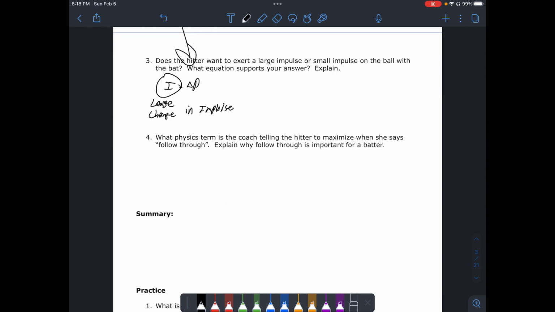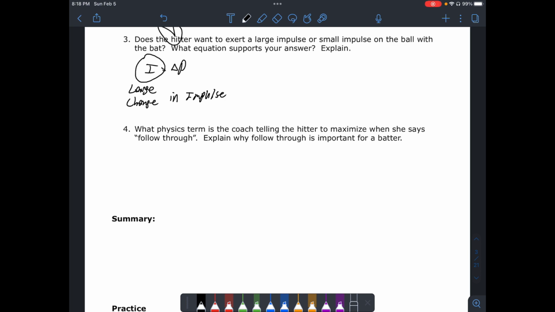And we are in physics class. What physics term is the coach telling our hitter to maximize? As he says, follow through. We're going to assume that our hitter is hitting with as much force as he can. So our force is going to remain constant. Our hitter is swinging for the fences. That's going to stay the same. And so the only thing that we can increase is our time.